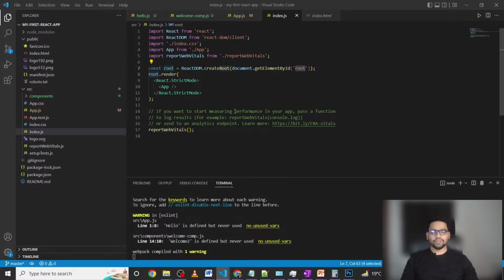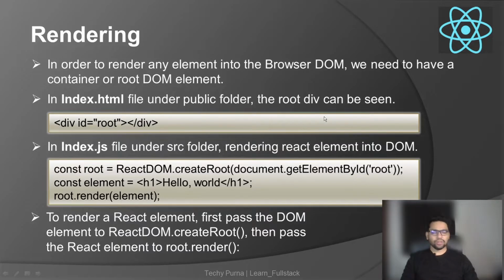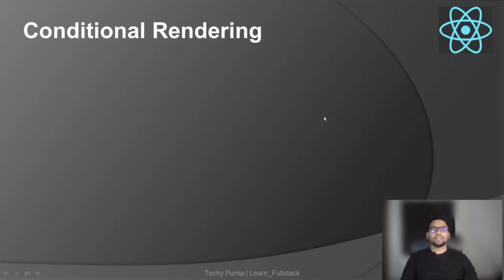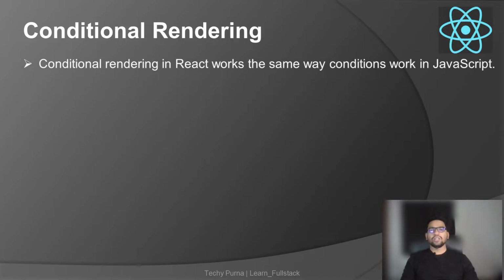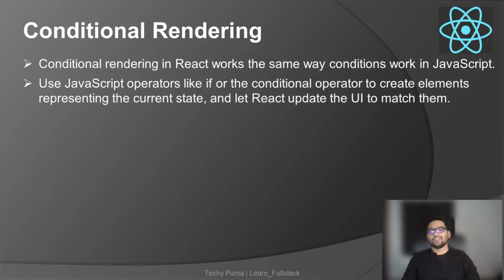Conditional based rendering is also a very important thing in React. We use this on a day-to-day basis. Conditional rendering in React works the same way conditions work in JavaScript, so it uses JavaScript operators like if or the conditional operator to create elements representing the current state, and lets React update the UI to match them.